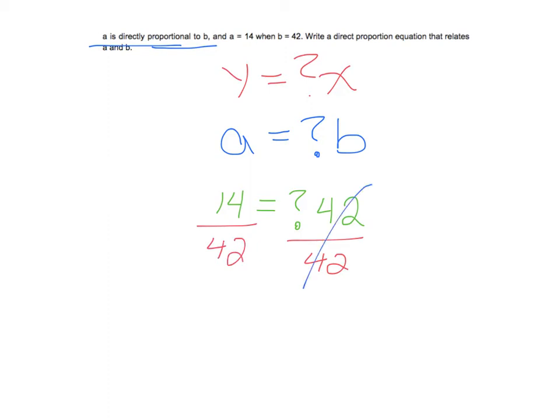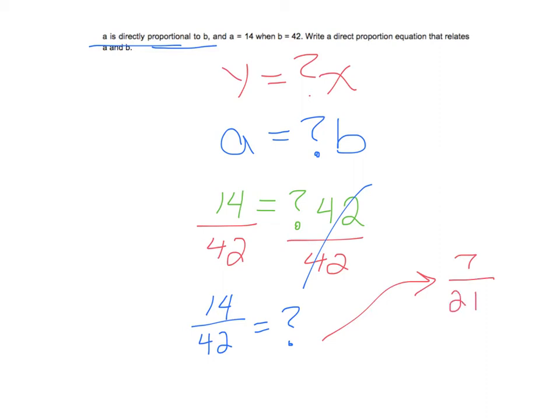That cancels. So we have now 14 over 42 equals some number. That's what the question mark is representing. This is our constant of variation right here. So we want to reduce this. If we're going to do it as a fraction, half of 14, I'm going to write it over here. Half of 14 is 7. Half of 42 is 21.